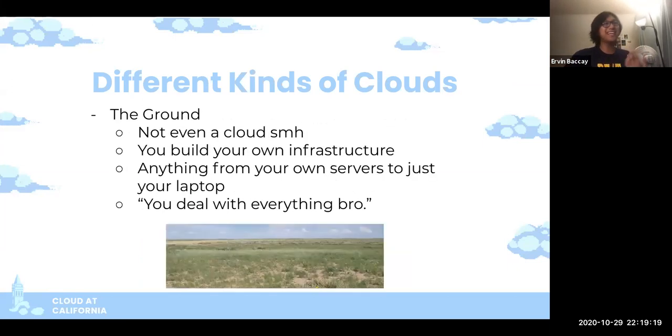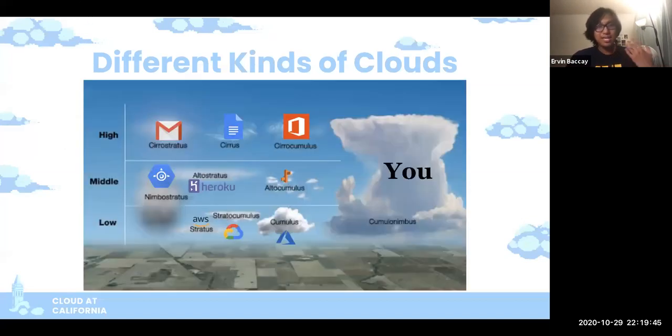So the next thing is not even a cloud part, like the ground, it's not even a cloud. And this is where you get into the on-premise solutions of building your own infrastructure. You literally deal with everything, including buying the servers, including buying your own laptop, and so on and so forth. And this is how everything is differentiated from the very high level clouds to what you're using on your laptop right here, right now. So yeah, this is the general gist of how everything goes.